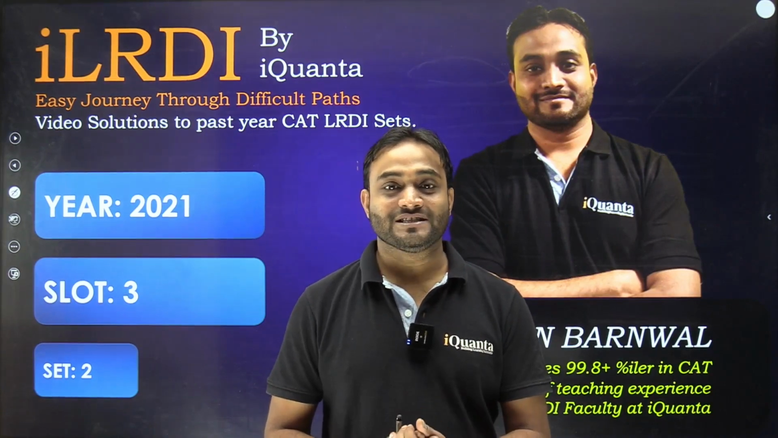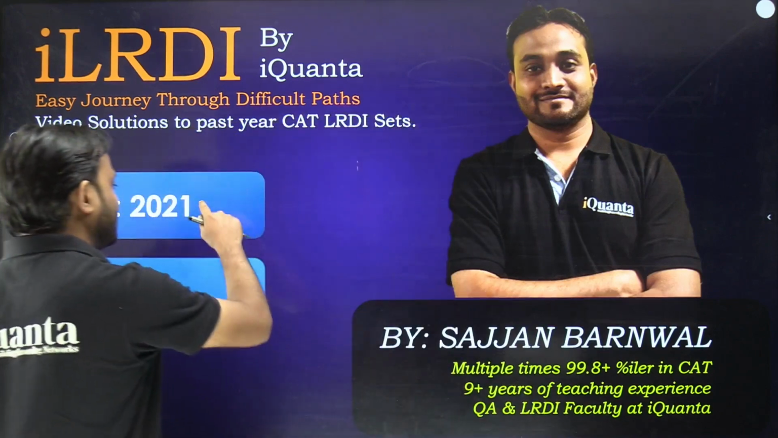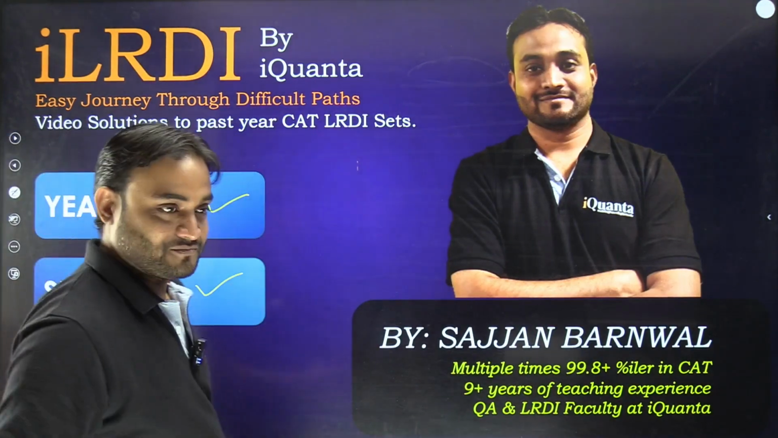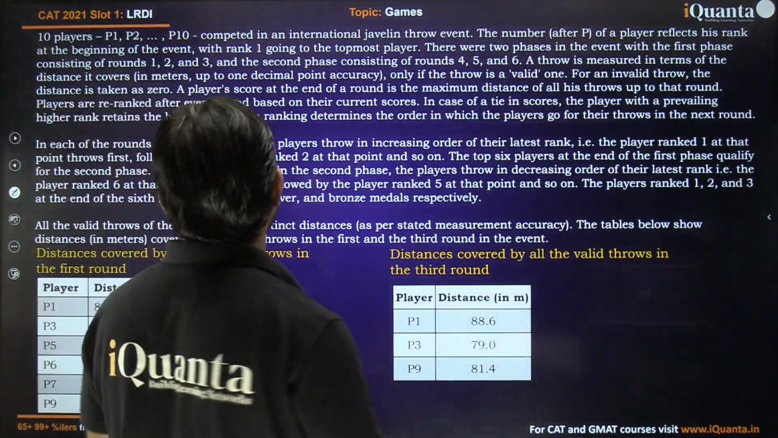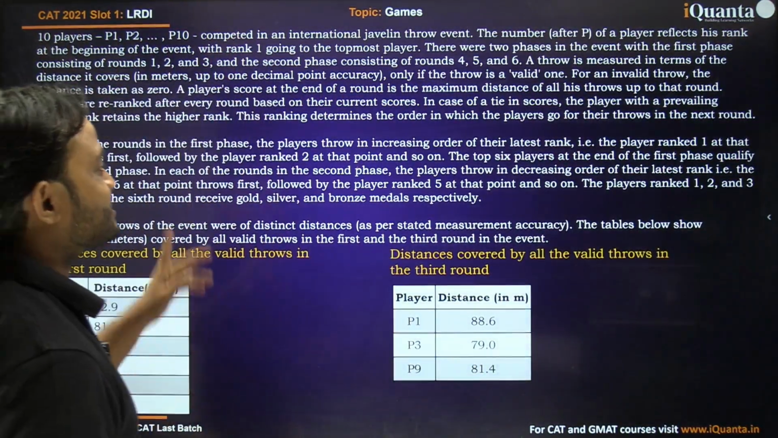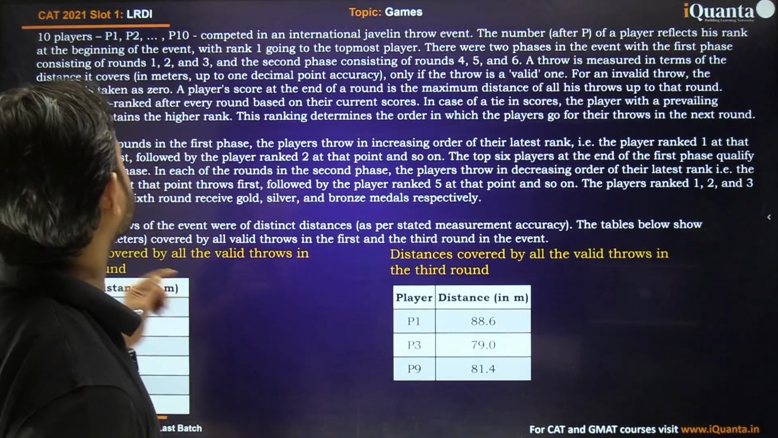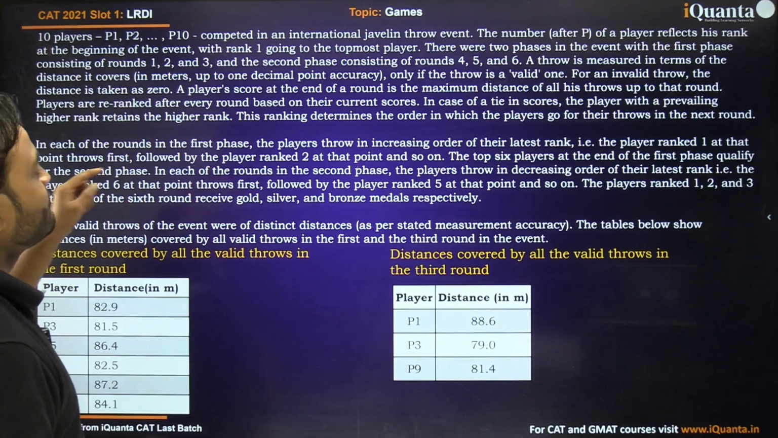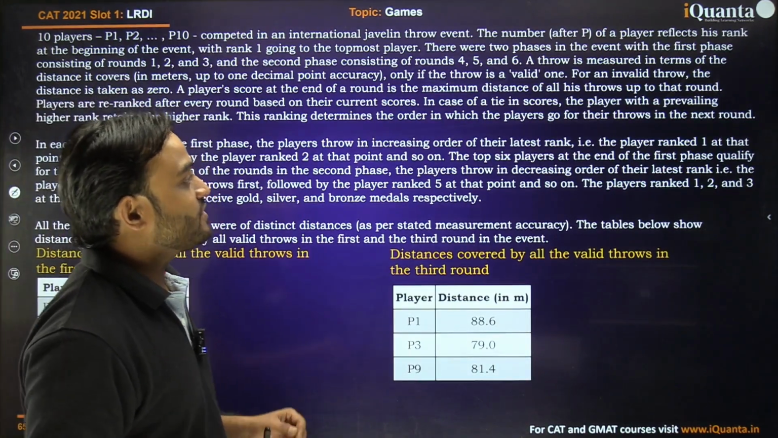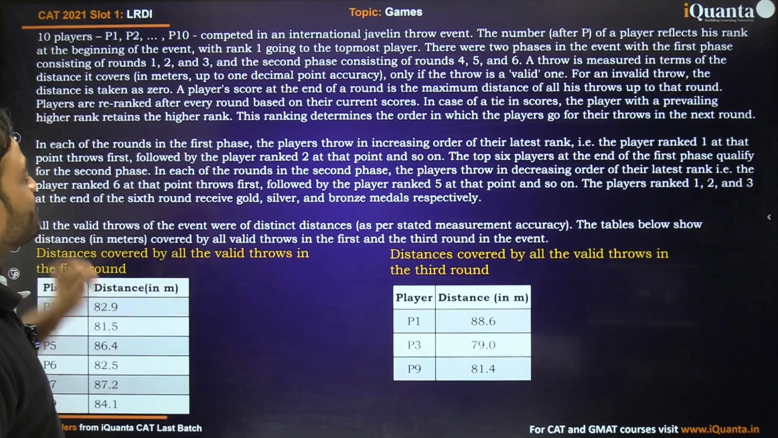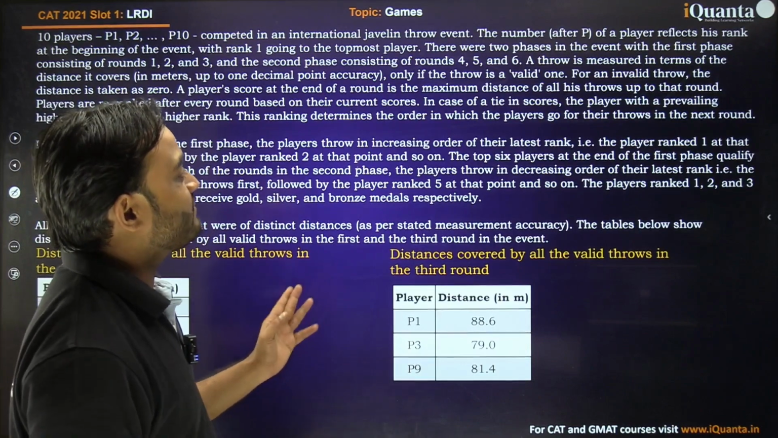Today we are going to discuss the 10th set of the iLRDI series, and this set is from CAT 2021 third slot. This set is basically about 10 players who competed in an international javelin throw event. The number after P of a player reflects his rank at the beginning of the event, with rank 1 going to the topmost player. There were two phases in the event, with the first phase consisting of round 1, 2 and 3 and the second phase consisting of round 4, 5 and 6.